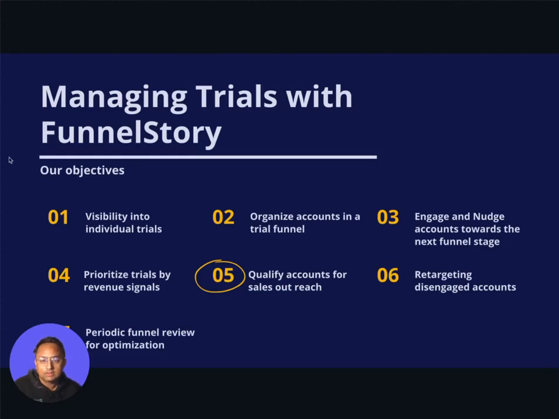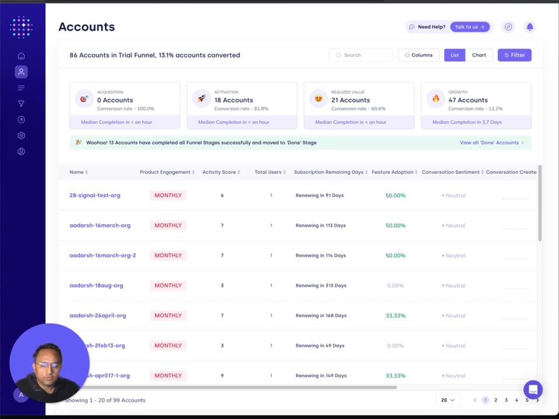So let's understand how we will implement such a qualifying criteria and a process for the sales team to do an outreach to these users based on a very specific criteria. Right. So we are back to the Funnel Story product. While there are many ways to implement qualifying criteria, for this demo we are going to use a pretty simple funnel stage based criteria.